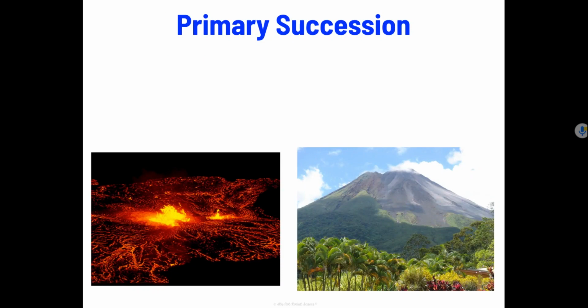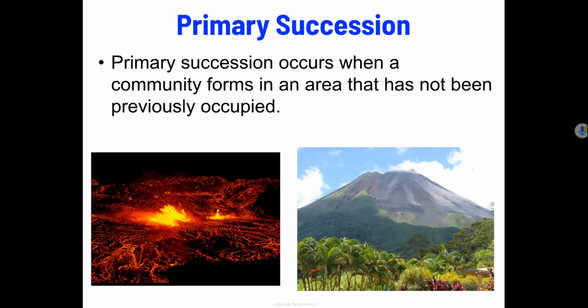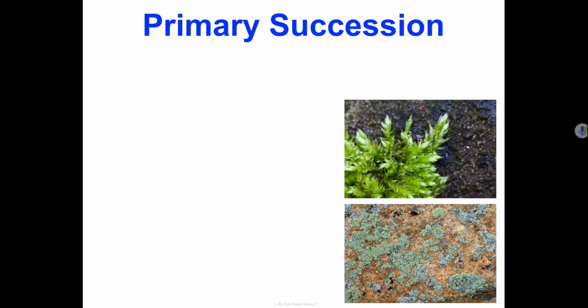Starting with primary succession. Primary succession occurs when a community forms in an area that has not been previously occupied. Examples of areas like this include exposed rock on the side of a cliff, hardened rock formed after lava cools, and eroded sand. This is very important. In all three cases, there is no topsoil for plants to grow in. So, how is this topsoil formed?